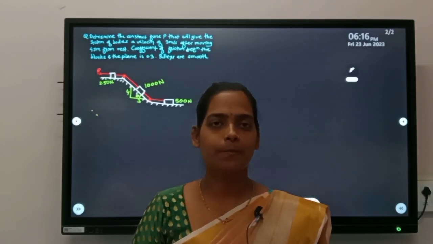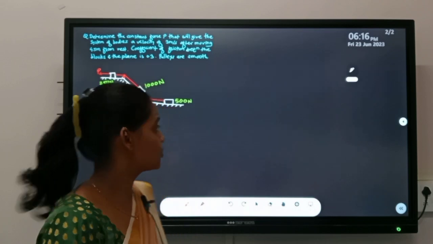कर्मण्येवाधिकारस्ते मा फलेषु कदाचन. Hello friends, today we'll see a numerical based on connected bodies.